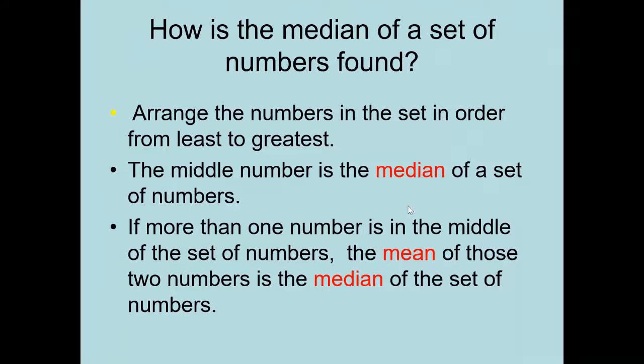So if you had like 6 test scores, you're going to have 3 on one side, 3 on the other. So what's going to be in the middle? So if it was like 6 and 7, it would be 6.5. Okay, so if you have an even number of numbers in your data set, you're going to end up having 2 numbers in the middle. Okay, and then you have to find the average of those 2 numbers, which means you're just going to add those 2 numbers together and divide by 2.